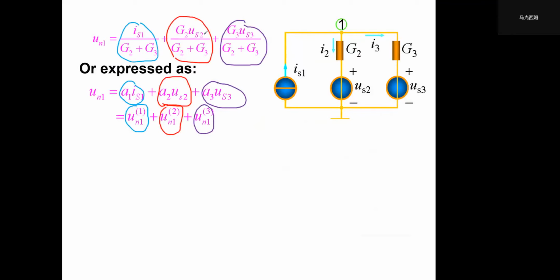All sources are represented in these factors. So we can see that UN1 is made up of three sub-UN1 components. And it works as if there's only one source acting on the circuit alone.